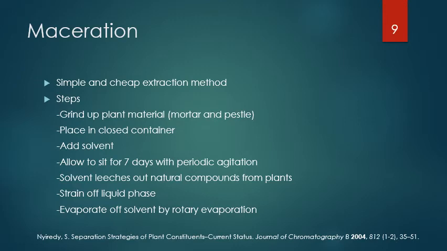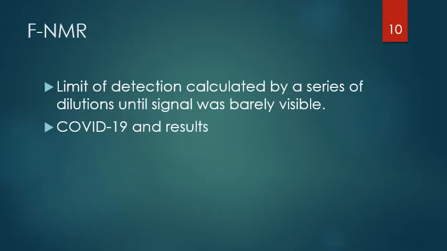After this, you strain off the liquid phase and then discard the empty plant material, and then you evaporate off the solvent. We used rotary evaporation for that. So after evaporating off the excess solvents that we didn't need, we were left with some very viscous plant extract. To prepare an NMR sample, we simply dissolved the extract in an NMR tube with deuterated chloroform.